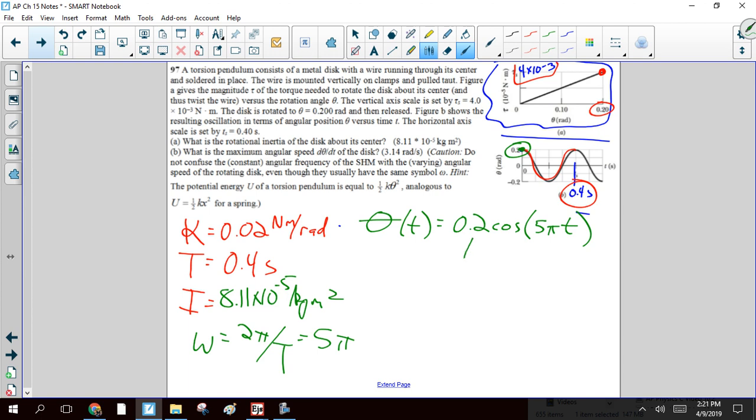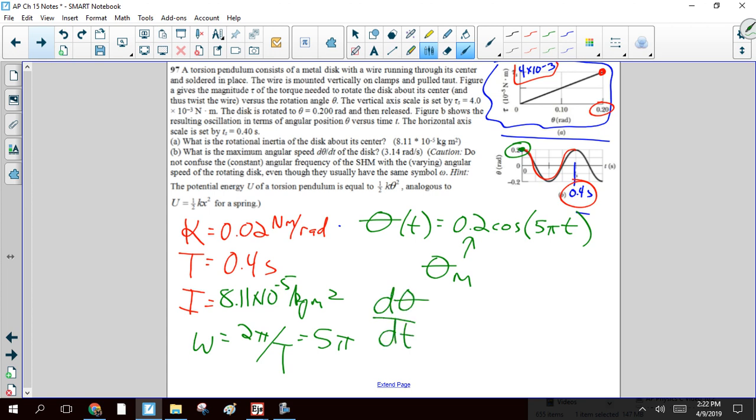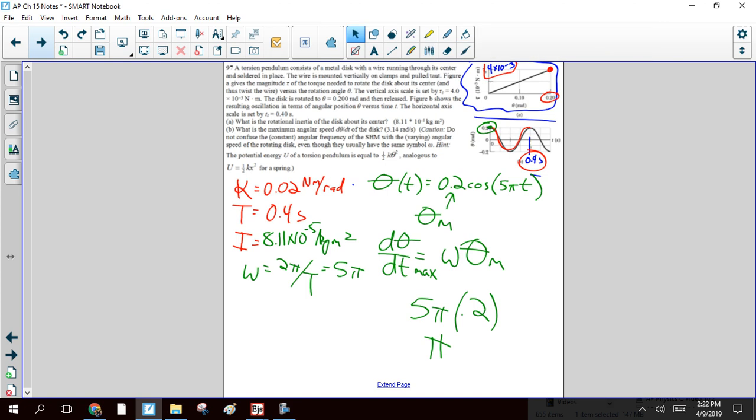Oh, this is actually not bad. So here's my theta max. And remember we learned that v max was the same as x max times omega? Same idea, except we want to convert to angular. So d theta dt, that's our angular velocity, should equal our omega, angular frequency, times theta max. So it's 0.2 times 5 pi. Omega is 5 pi, theta max is 0.2, multiply it and you get pi. That's actually the way easier way to do it. You can also do this using energy, which is worth discussing.